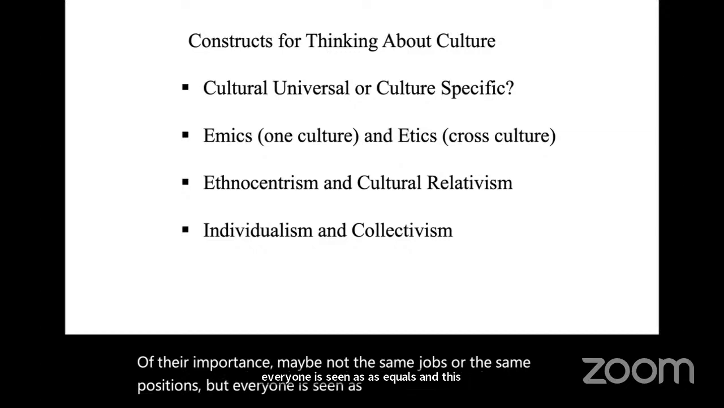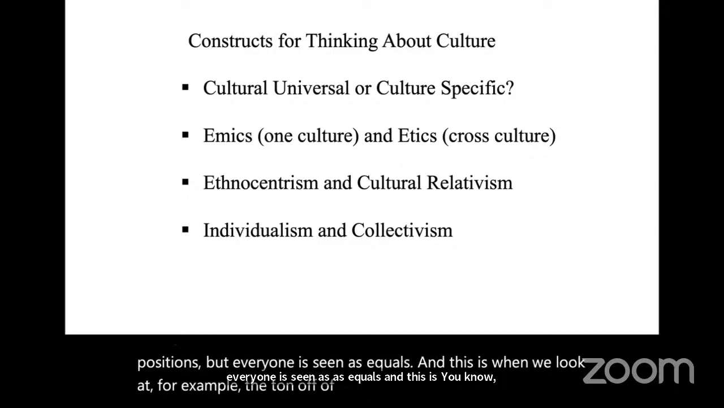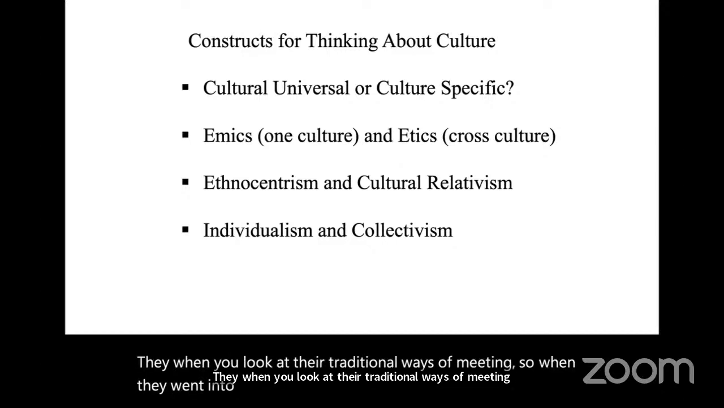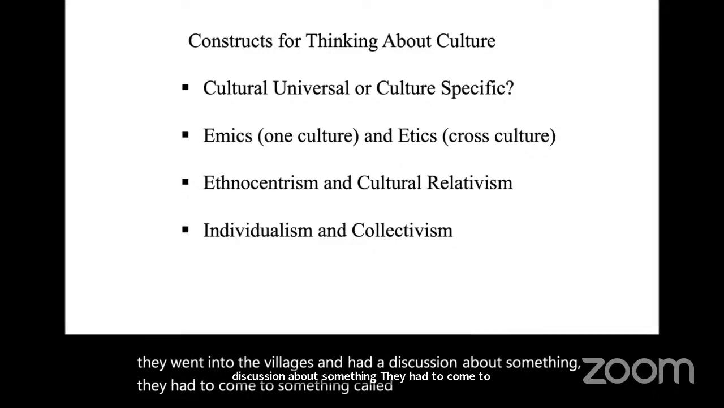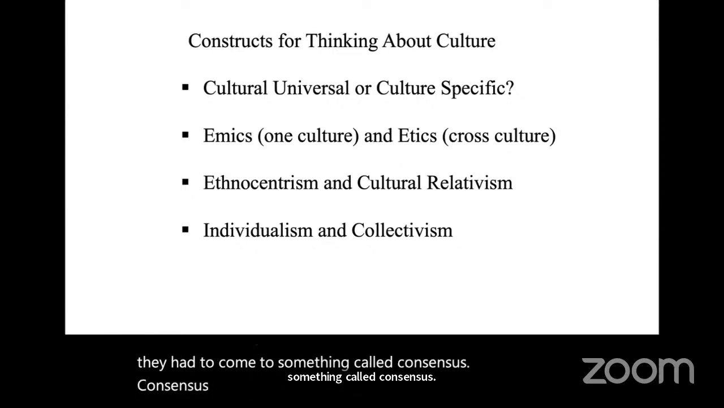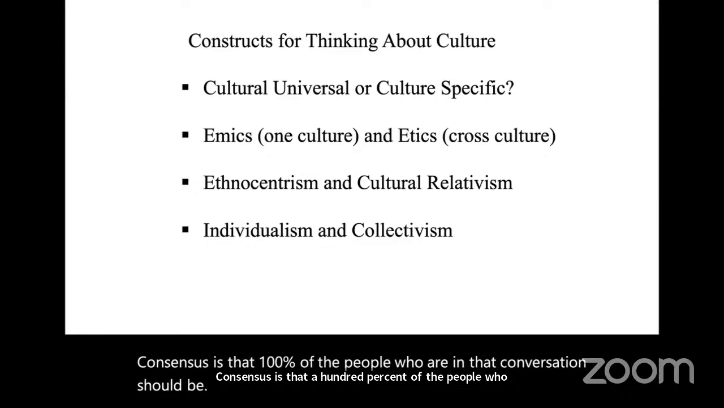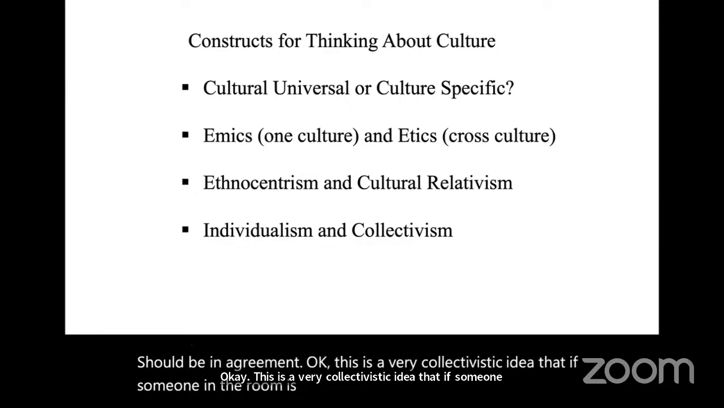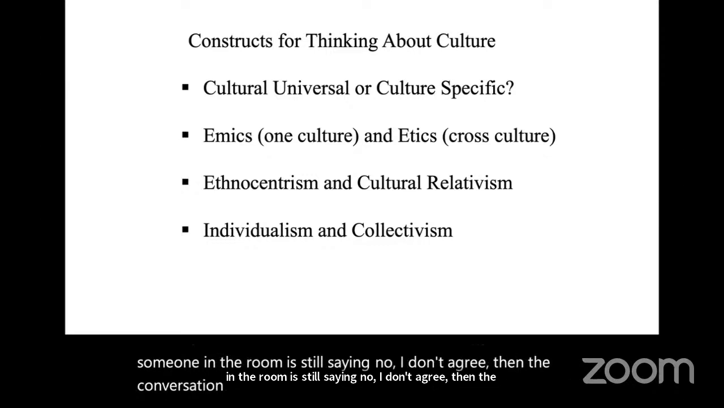When we look at, for example, the Tohono Nation and their traditional ways of meeting, when they went into the villages and had a discussion about something, they had to come to something called consensus. Consensus is that 100% of the people in that conversation should be in agreement. This is a very collectivistic idea: if someone in the room is still saying, no, I don't agree, then the conversation continues until the group comes to consensus.